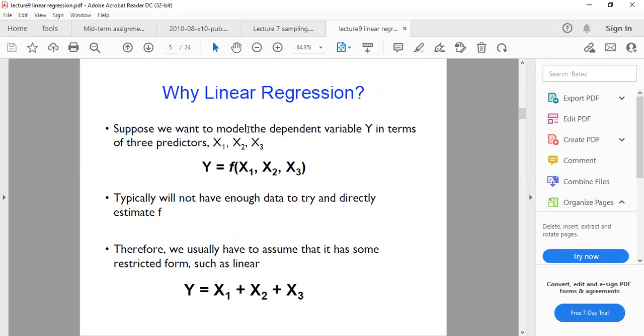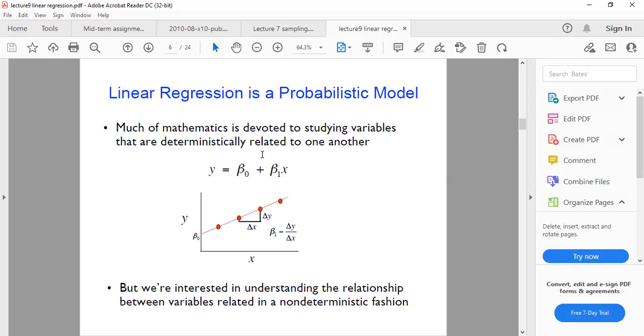So why do we use a linear regression? Typically, we would want to see how the values of x affect the y. So linear regression sometimes can be given by the equation.